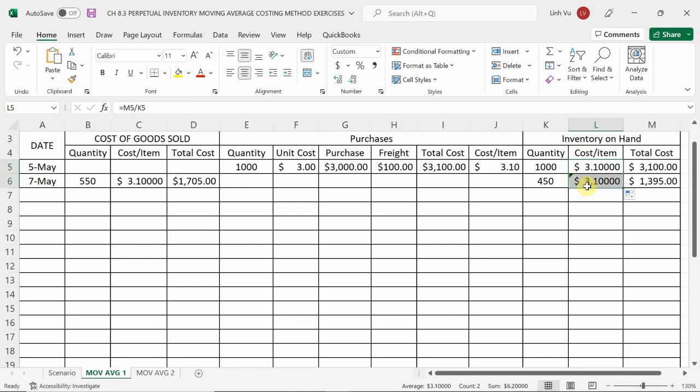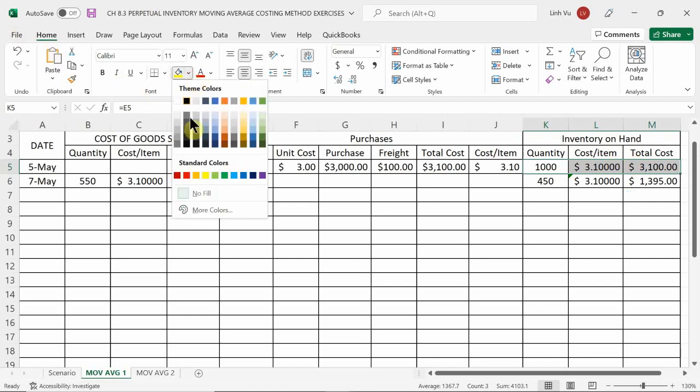Because I cell referenced this, I can't remove that 1,000 right there, because then it affects my whole entire table. So what can I do? I don't have 1,000 anymore. I have 450 now. We already took it out and calculated it right here. So what I'm going to do is just hide it.